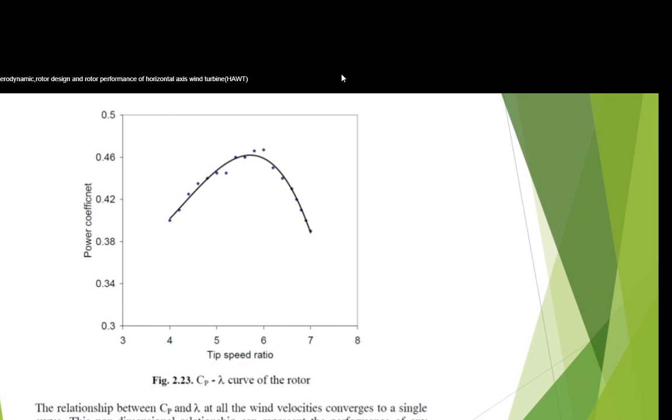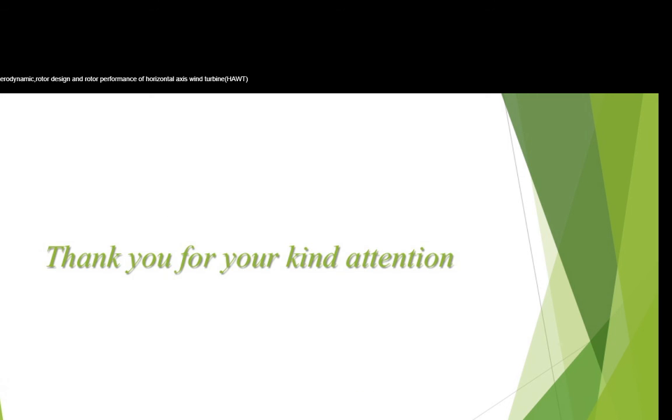The Cp lambda curve of the rotor shows the relationship between power coefficient and tip speed ratio. All the wind velocities converge to a single curve. This non-dimensional relationship can represent the performance of any dimensionally similar rotor, irrespective of its size. Okay, thank you.